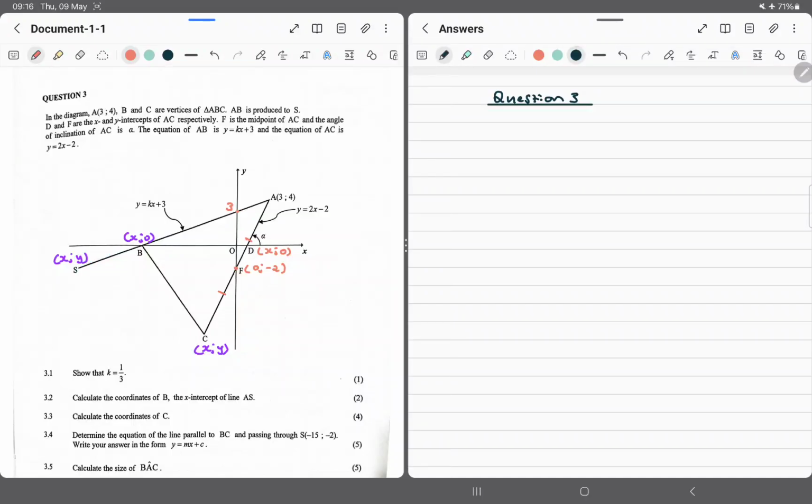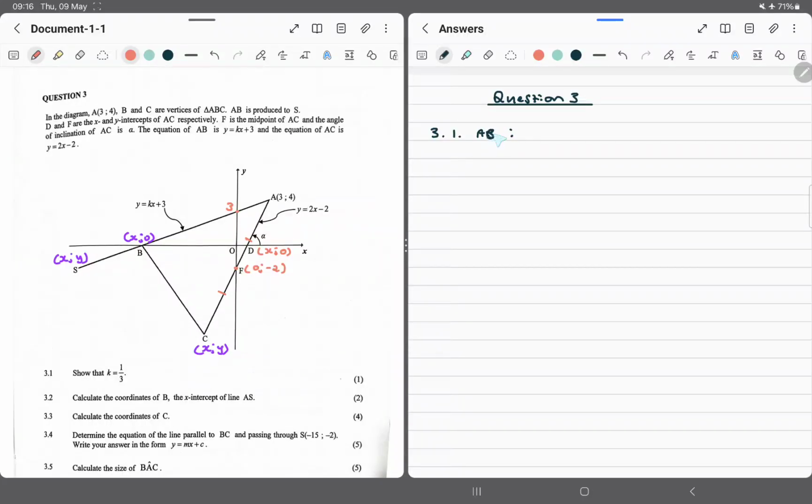Not a big deal. We are told here, first question, show that K is equal to a third. So that's not a difficult question. So 3.1, we know that our line was such that Y is equal to... BA, even.